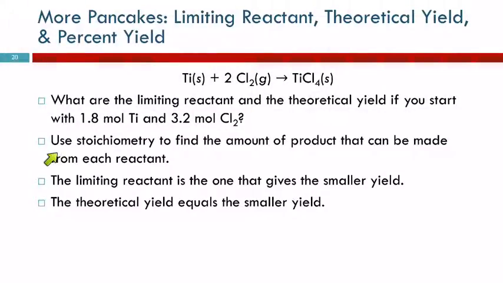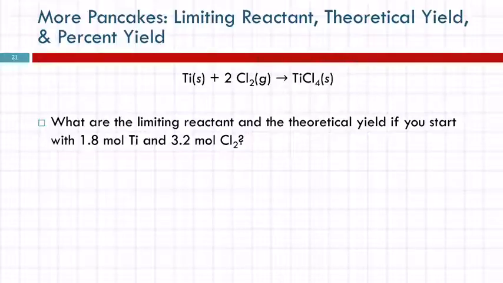So we're going to use stoichiometry to find the amount of product that we can make from each reactant. And then we're going to figure out which is the smaller, and that's our limiting reactant, the one that gives the smaller yield. And the theoretical yield is equal to that smaller yield. So let's do this step by step. So 1.8 moles of titanium. Again, I like to use the equation. So 1.8 moles of that, and I've got 3.2 moles of this.